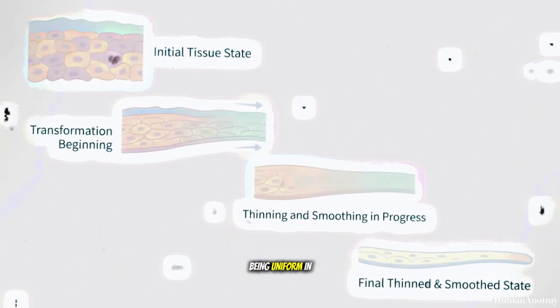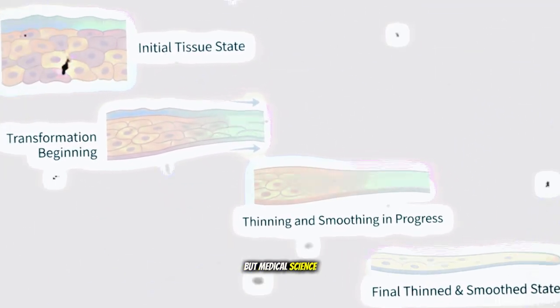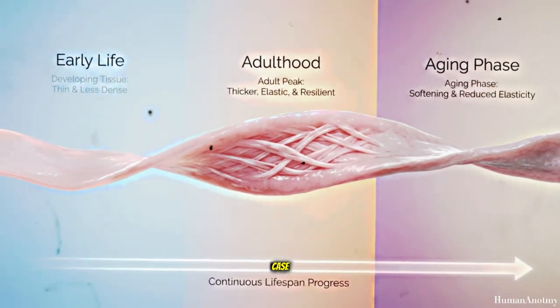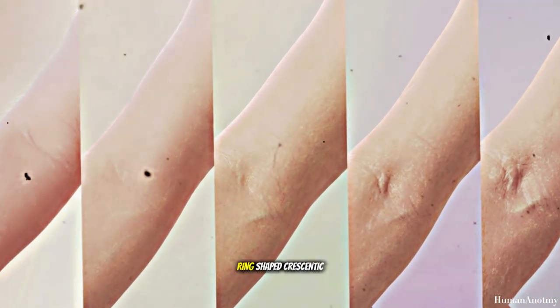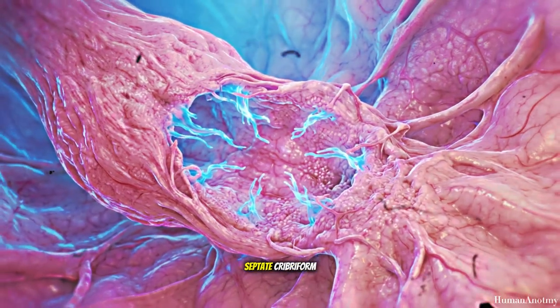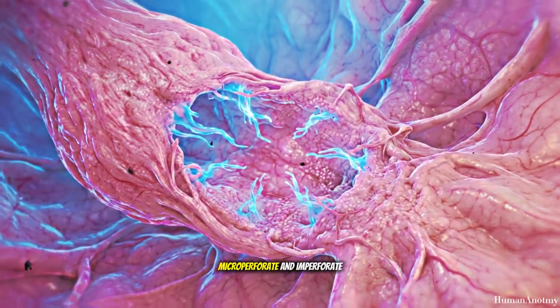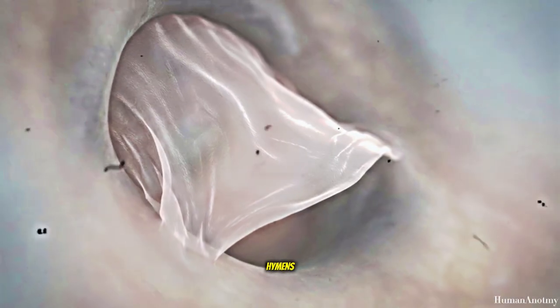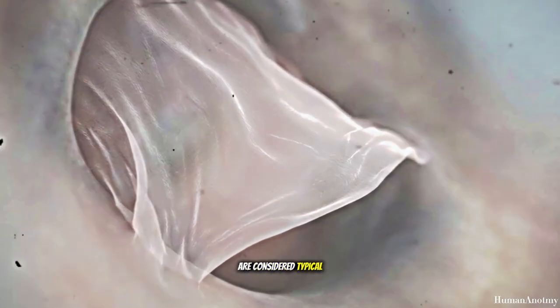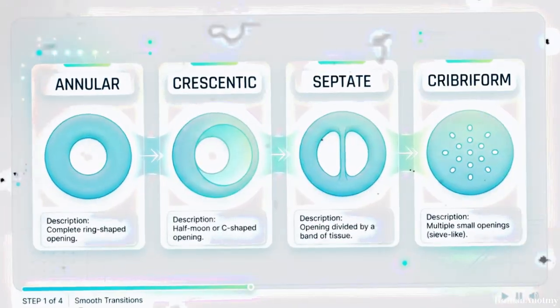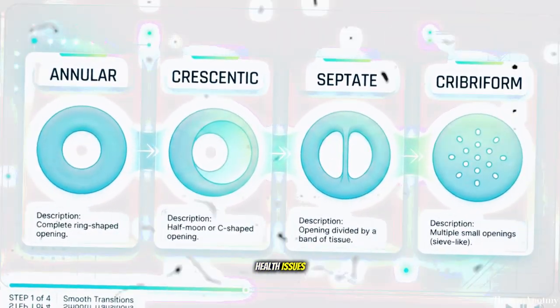The hymen is often misunderstood as being uniform in appearance, but medical science shows that this is not the case. In reality, hymenal shapes vary widely from person to person. Some of the commonly described forms include annular, ring-shaped, crescentic, septate, cribriform, microperforate, and imperforate hymens. Among these, the annular and crescentic types are considered typical anatomical variations and usually do not cause any health issues.